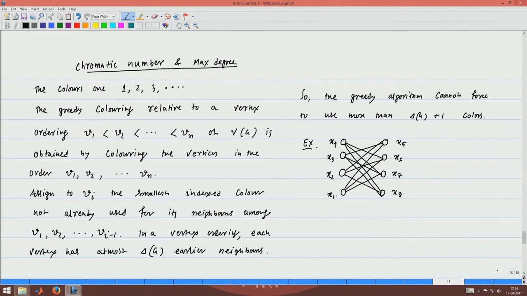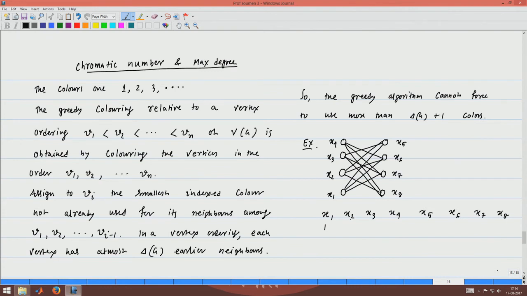So, it will decide on some arbitrary ordering. If I choose this ordering, for example, x1, x2, x3, x4, x5, x6, x7 and x8. Suppose this is the ordering I decide on, and then I will start coloring with x1 and I will color this vertex x1 1. So, I give color 1 to x1.